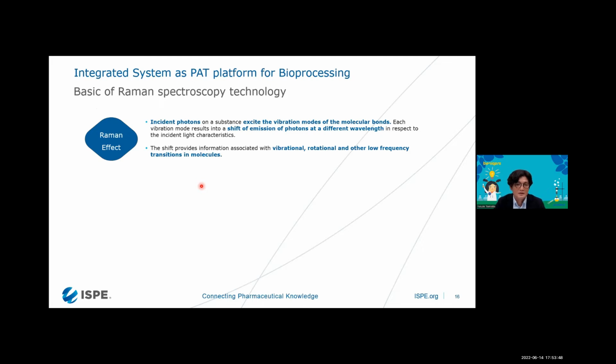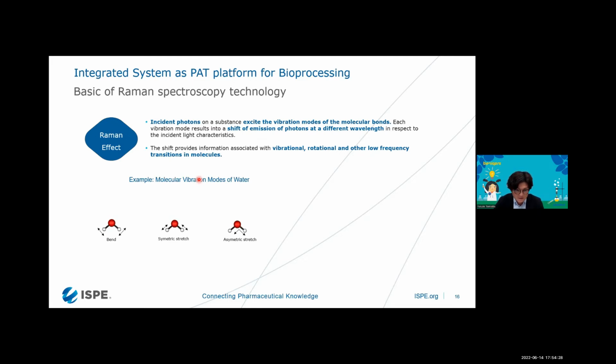So, I'd like to start from the basics of Raman spectroscopy technology. What is the Raman effect? The Raman effect is when an incident photon on a substance excites the vibration mode of a molecular bond. Each vibration mode results in a shift of the emission of photons at different wavelengths with respect to the incident light characteristics. And the shift provides information associated with the vibrational, rotational, and other low-frequency transitions in molecules.